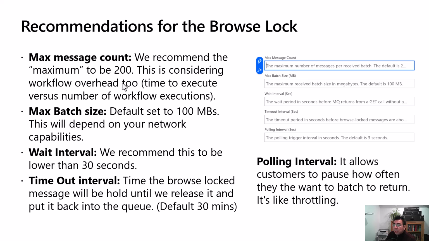So then to avoid that, any value lower than 30 seconds will work best. The timeout interval is the time the browse log message will be held until we release it and put it back into the queue. Default is 30 minutes. And the polling interval allows customers to post how often they want the batch to return. In a nutshell, it's like throttling.